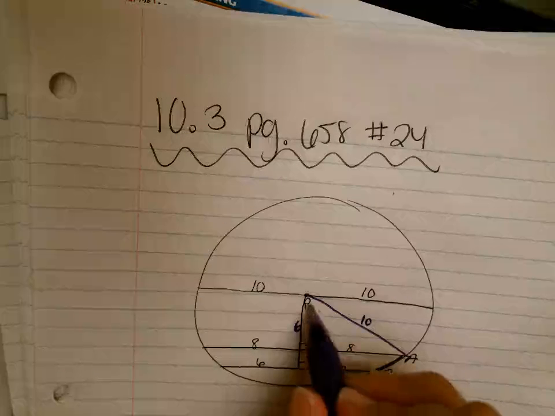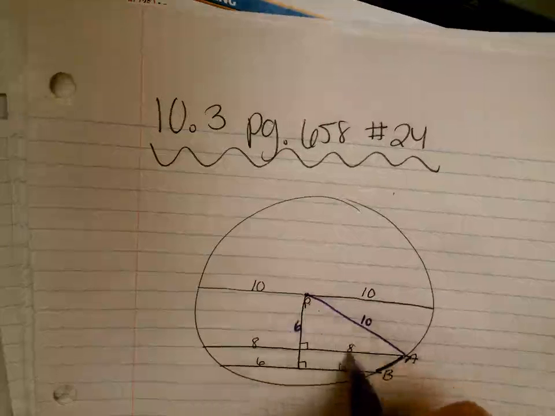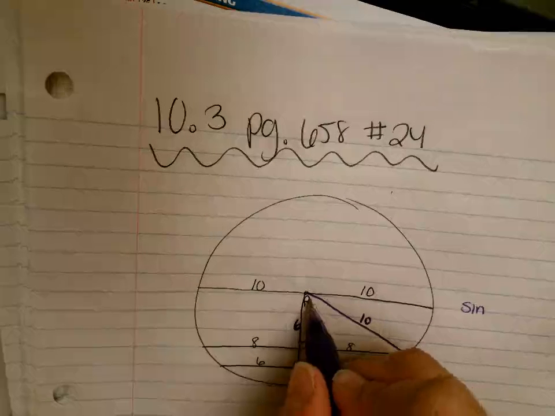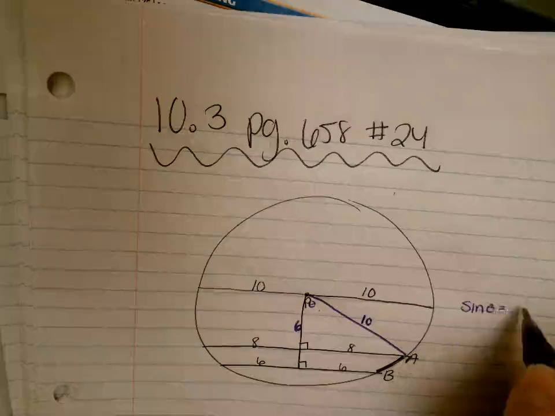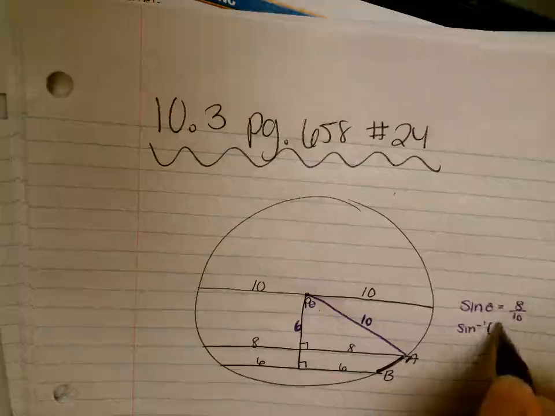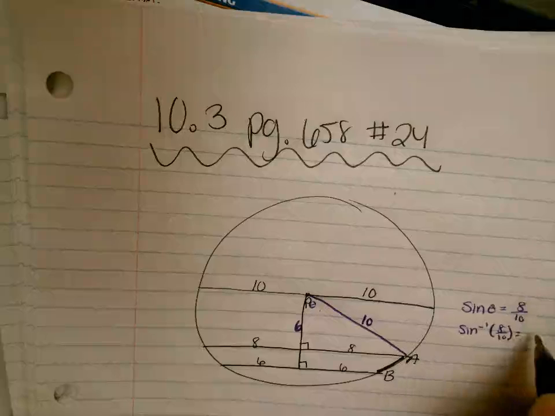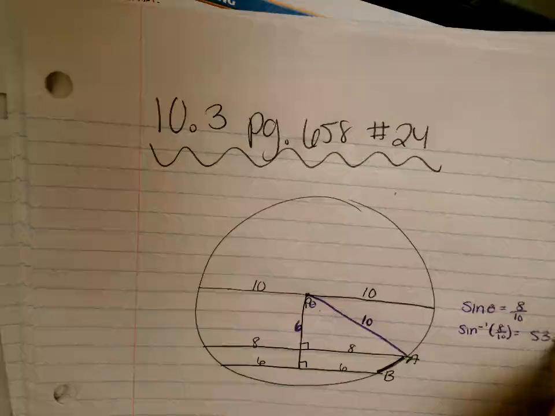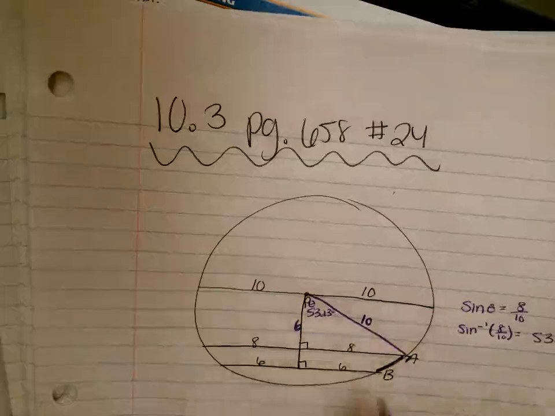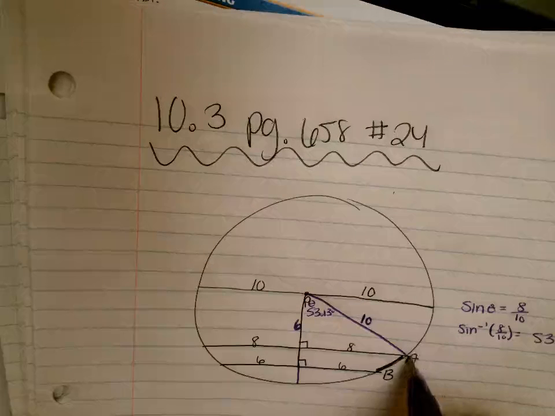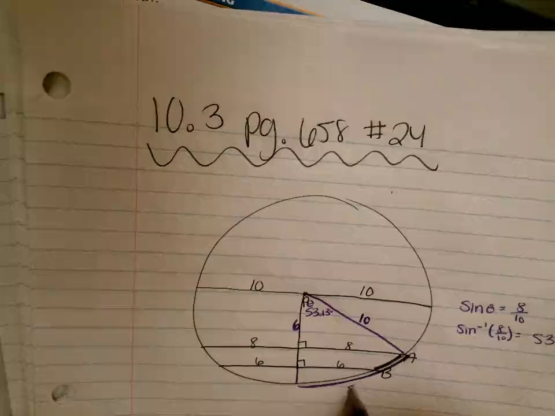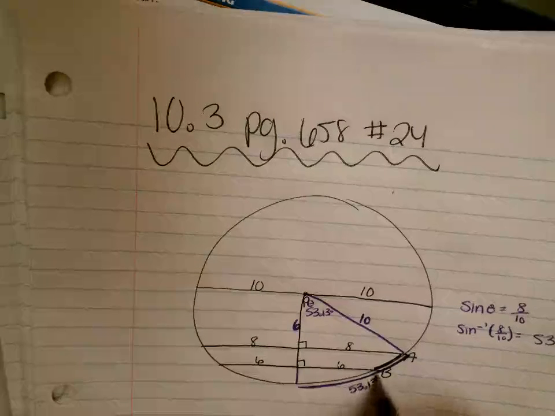If I wanted to know the degrees right here, I can use opposite and hypotenuse. That would be sine of, we'll call this theta, equals opposite over hypotenuse. So the inverse sine of 8 over 10 is going to give me approximately 53.13 degrees, which means that this whole portion right here is 53.13 degrees. Okay?